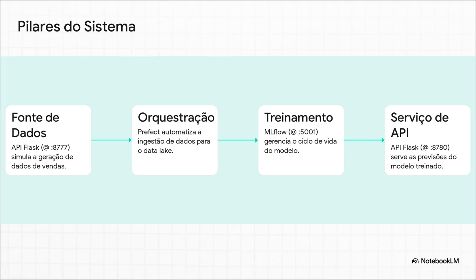First, an API that acts as our data source. Second, Prefect, which is like the conductor of the orchestra, handling all the workflows. Third, MLflow, which manages the entire machine learning lifecycle. And finally, another API to serve those predictions out to the world. And notice the port numbers? That makes the communication between these services super tangible.